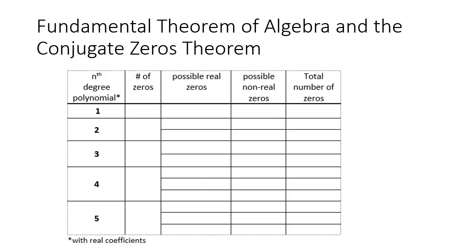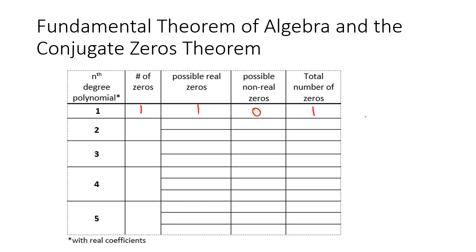So let's apply all of that to this chart here and think about this. First of all, the fundamental theorem of algebra states that if we have a polynomial of degree 1, that means there's 1 zero and it has to be real. Okay, any line has to cross the x-axis somewhere, otherwise it would be a horizontal line. And that means there's no non-real zeros because we already have the total number of zeros as 1.